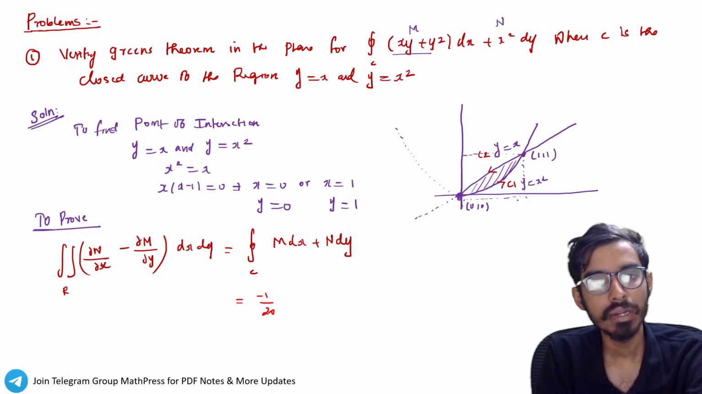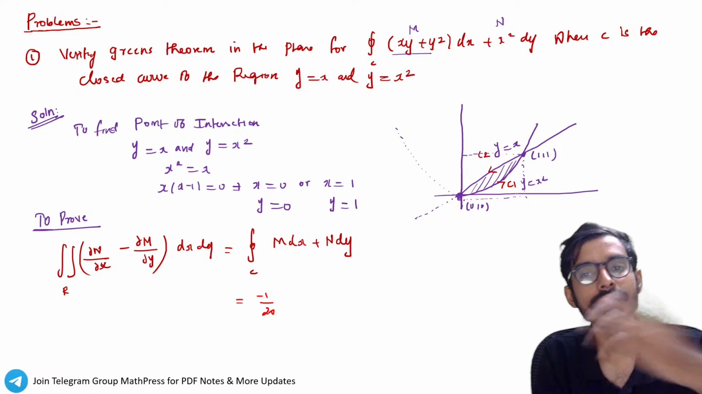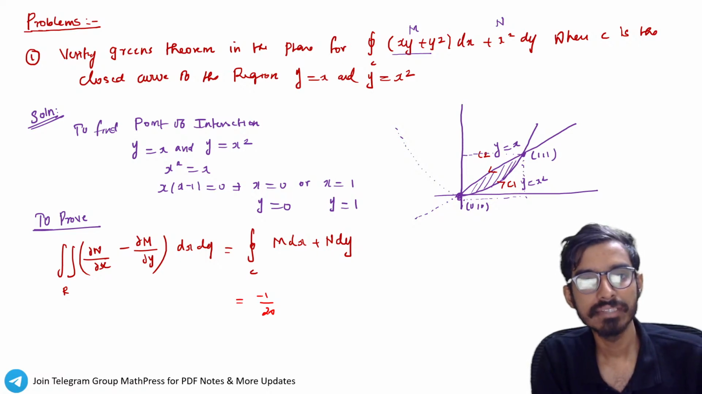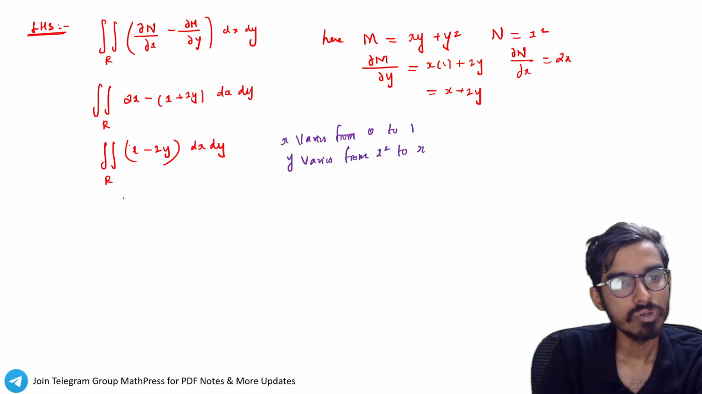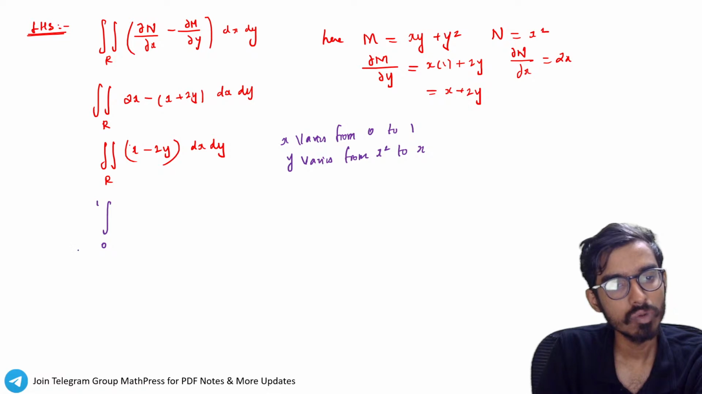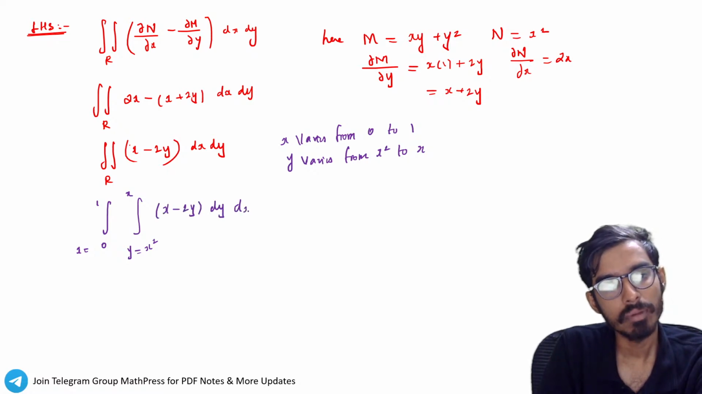Means you need to take one varies from 0 to 1, the other as variable. Then only you can cover the inside regions, right? Therefore, these are the limits now. So x varies from 0 to 1, y varies from x square to x, of x minus 2y dy dx, right? No problem.